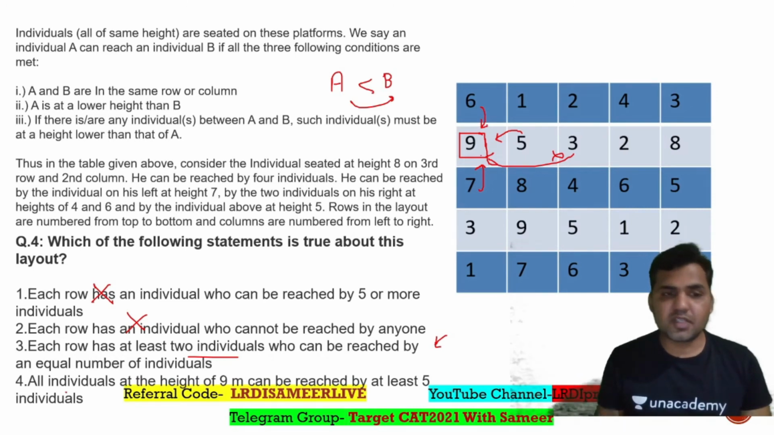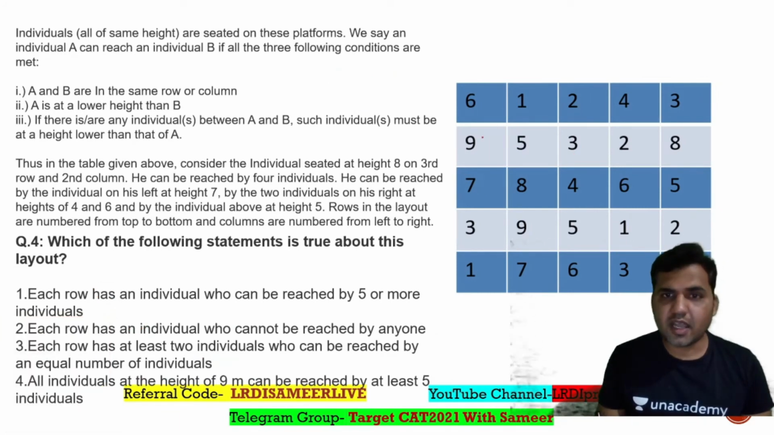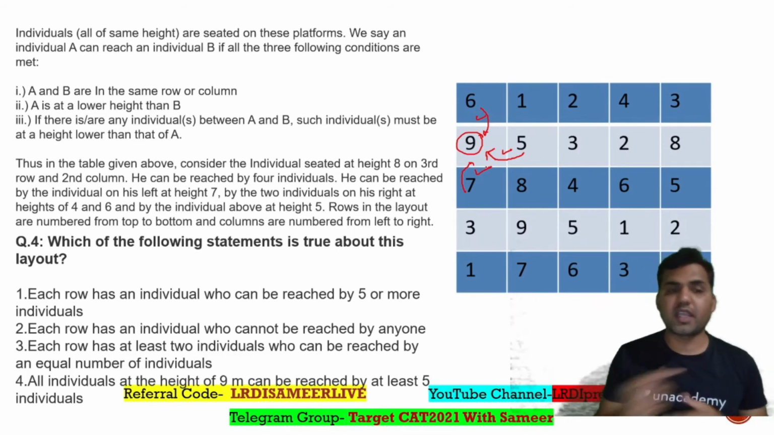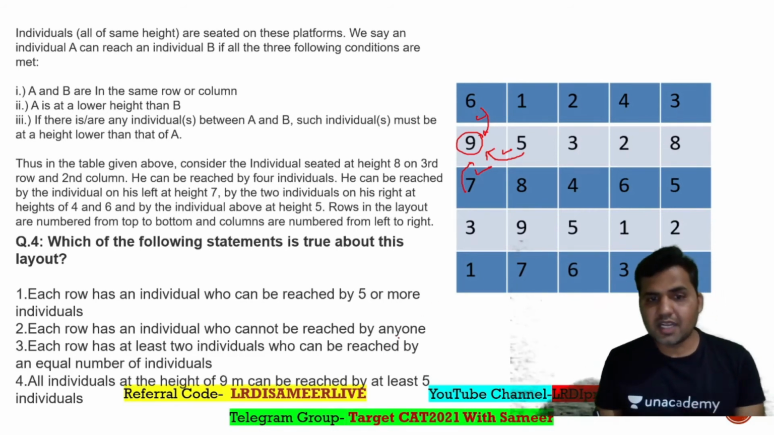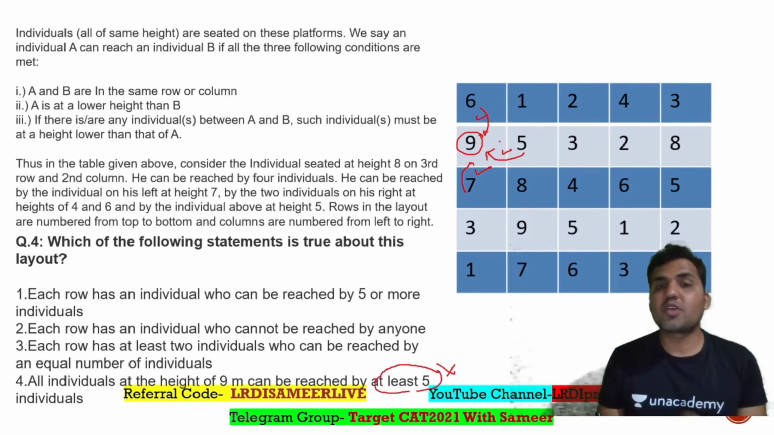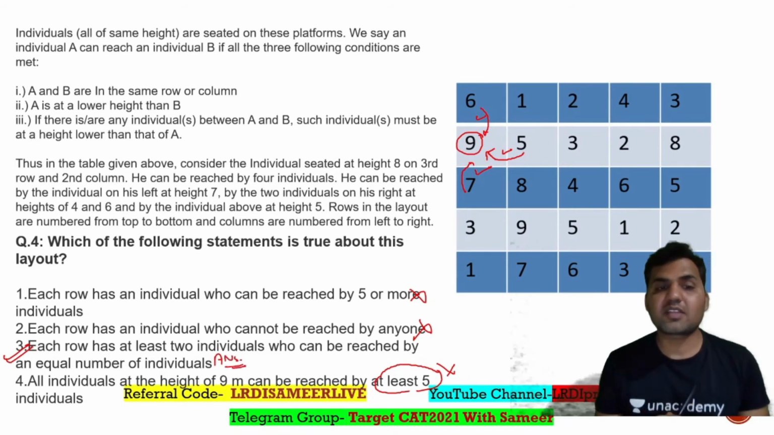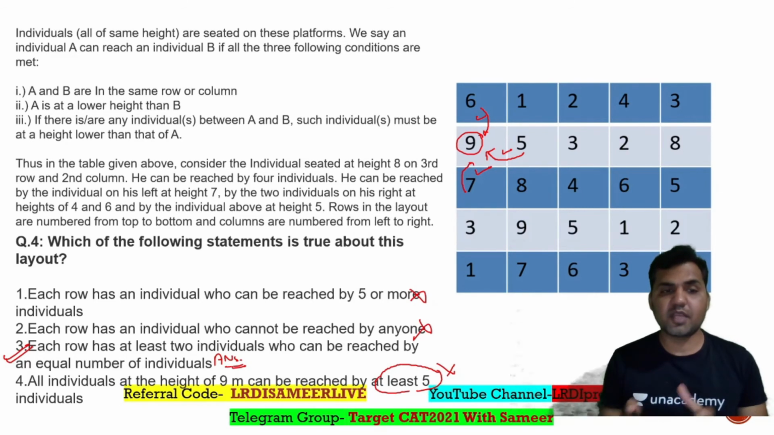But you see that this person who is sitting at 9 here can be approached by 5 only, can be approached by 6, and can be approached by 3. There are only 3 individuals who can approach 9. And the fourth says, the person sitting at 9 can be reached by at least 5 individuals. That's wrong. It's approached only by 3 individuals. So fourth is also wrong, second is also wrong, first is also wrong. So option number 3 is the correct answer to the question. Each row has at least 2 individuals who can be reached by an equal number of individuals.